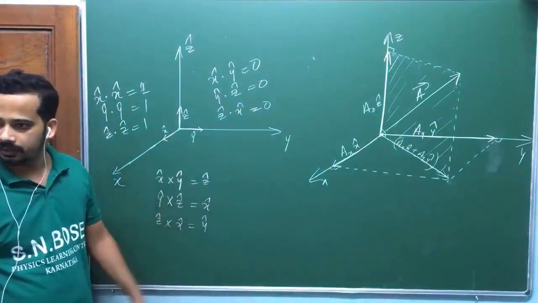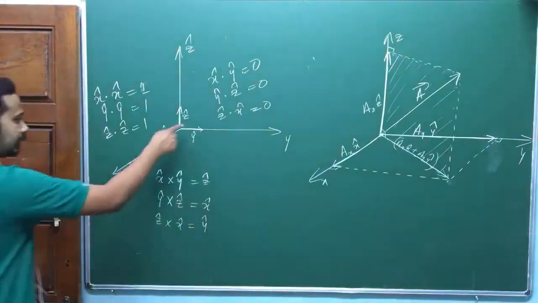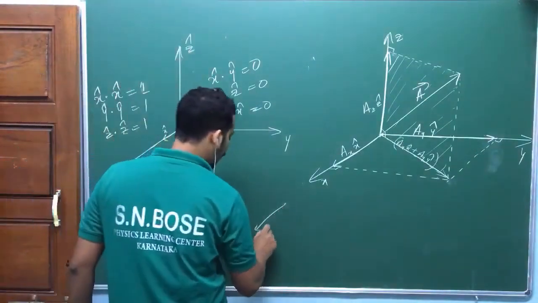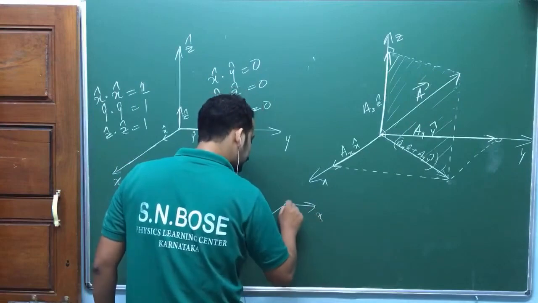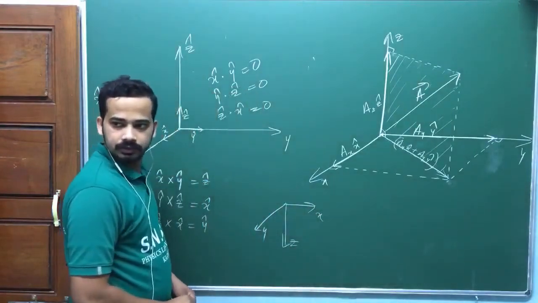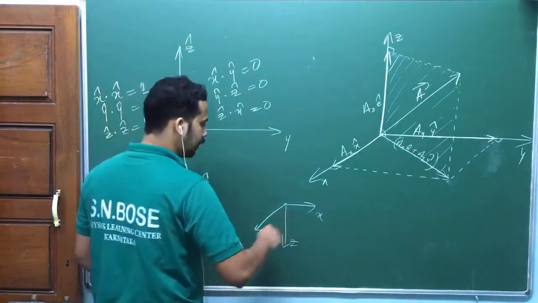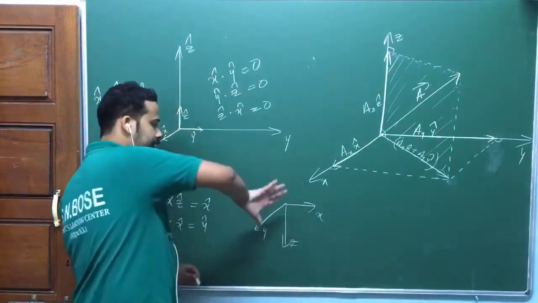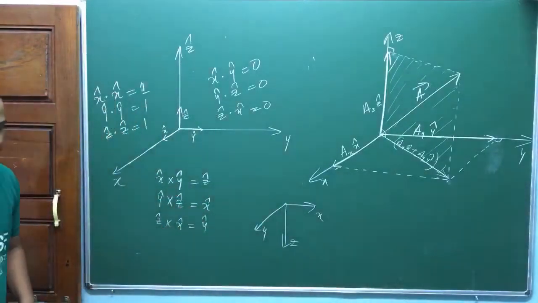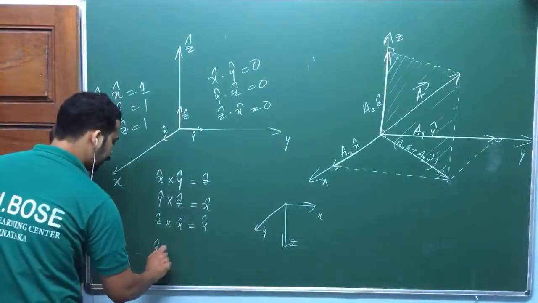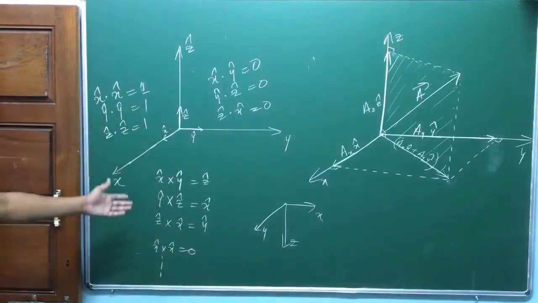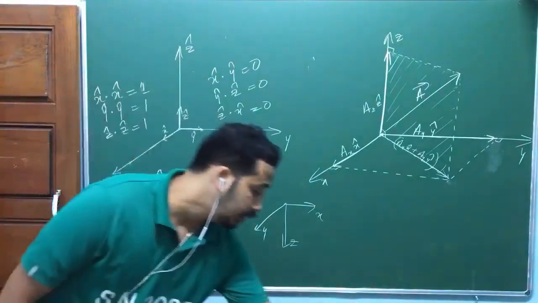Be careful. If this is the x-axis, this is the y-axis, this is the z-axis. If you draw the y-axis here and the x-axis here, you have to draw the z-axis like this, so that x cap cross y cap is equal to z cap. And again, you can say x cap cross x cap is equal to 0, y cap cross y cap equal to 0. You can write these things, that's not a big deal.